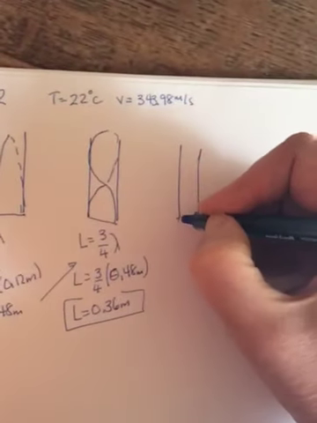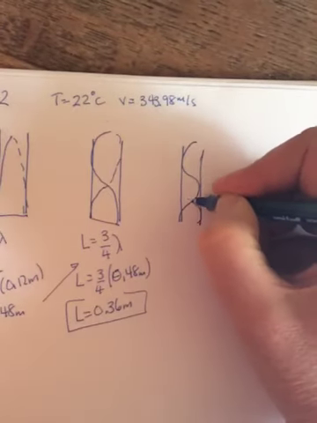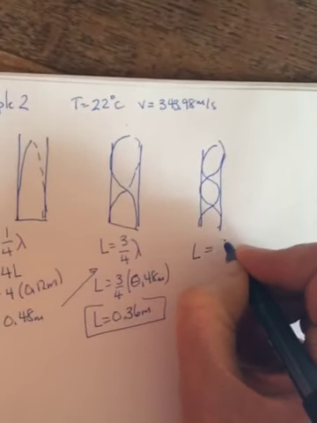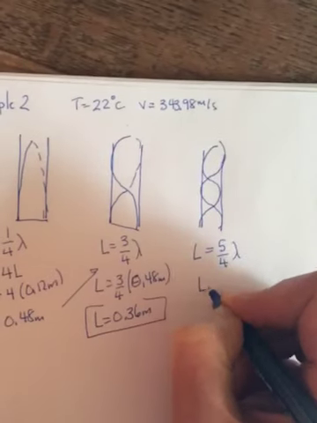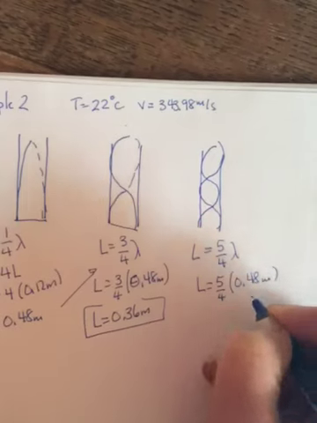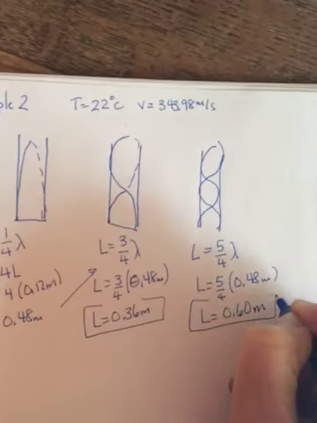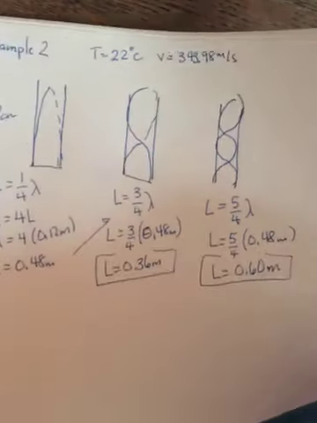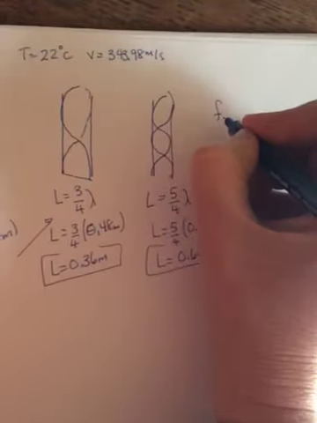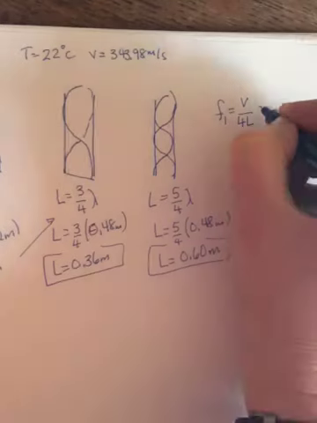And for the third length, you're going to add another half wavelength. So it's 5 quarters. So L is equal to 5 quarters lambda, and you still know what lambda is. So sub it in, 0.48. So L is equal to 0.6. Okay, that's B. C wants to know what is the frequency of the tuning fork. So after all of that, the fundamental frequency is equal to V over, and this is a closed tube, so it's 4L.